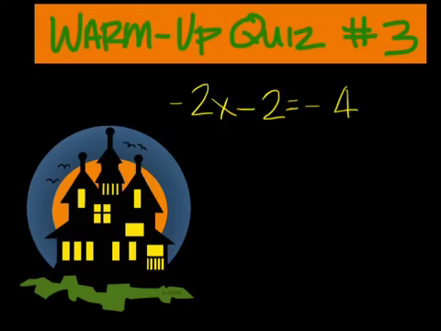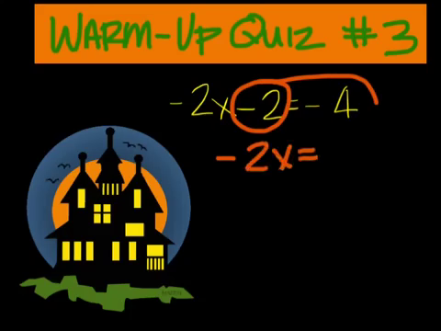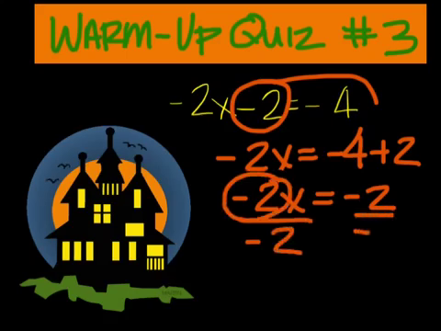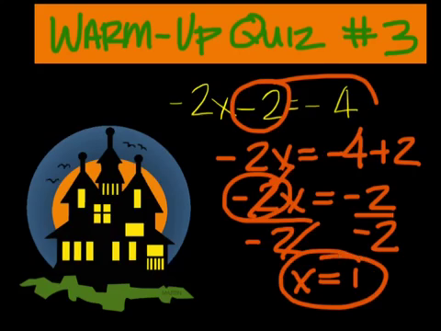Alright, so this one is going to go to the right and become +2. So -4 plus 2 is -2. Divide both sides by this -2. They cancel and you're left with 1.